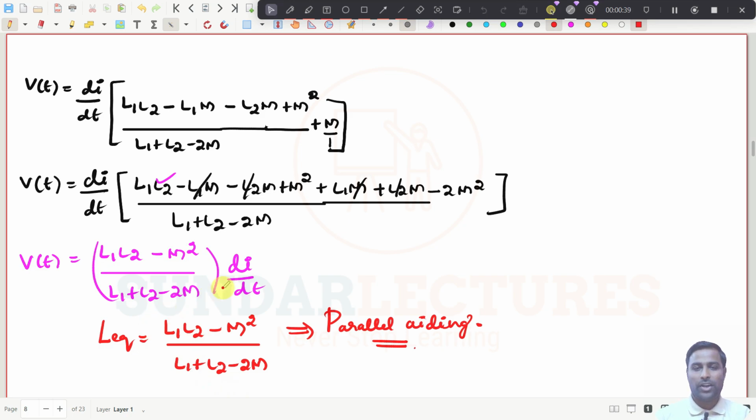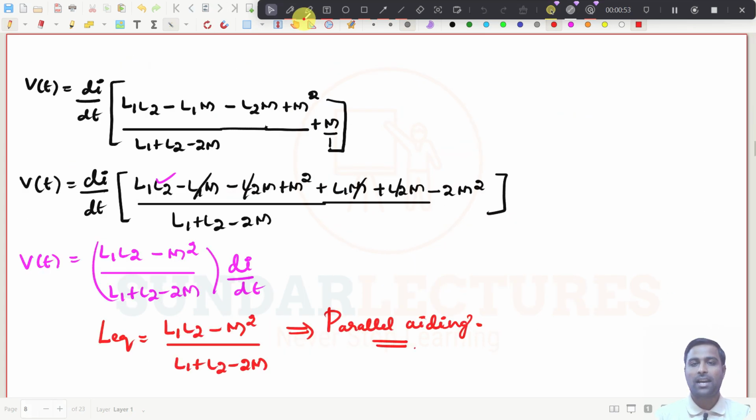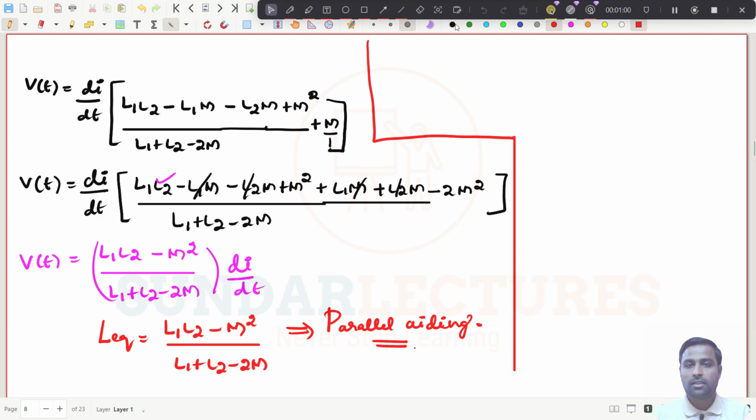Now what is my point? My point is, I leave it to you, please do it by yourself. I am not going to derive the other expression. What is that one? If this is parallel aiding, then you have to go for parallel opposing. I will draw the diagram anyhow. See, this is the coil now. I will write the title parallel opposing. This is not a big challenging thing to do.